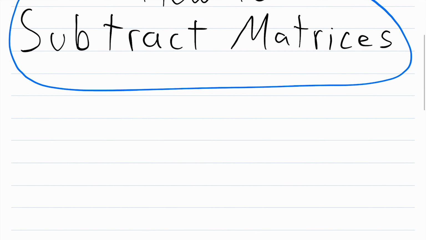Now, if you already know how to add matrices, subtracting should be very easy. If you don't know how to add matrices, I'd recommend checking out my lesson on how to add matrices, and then coming back to this lesson. But either way, you should be able to understand this lesson just fine. So here's an example where we are subtracting two matrices.